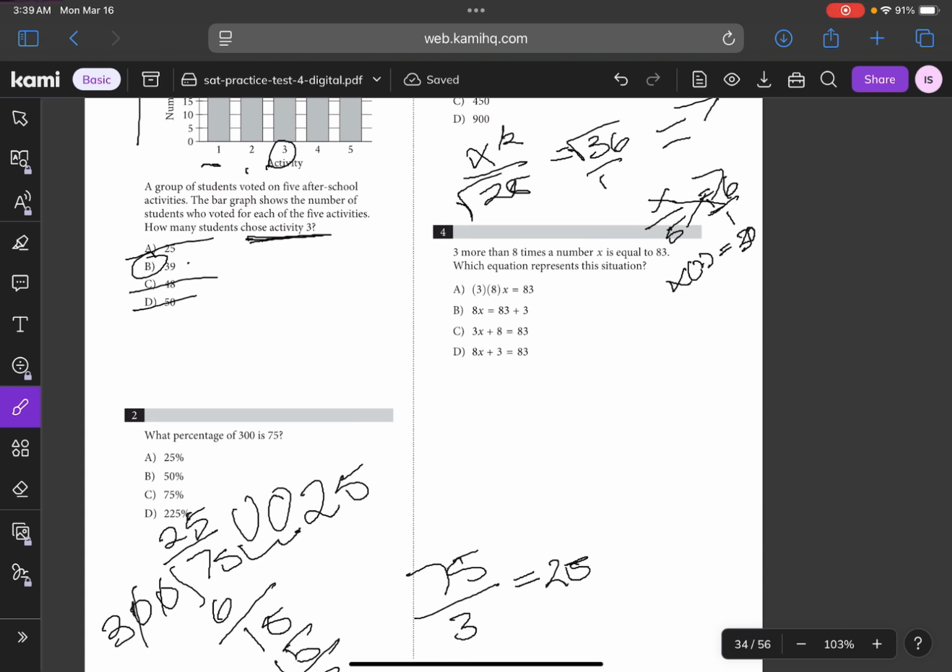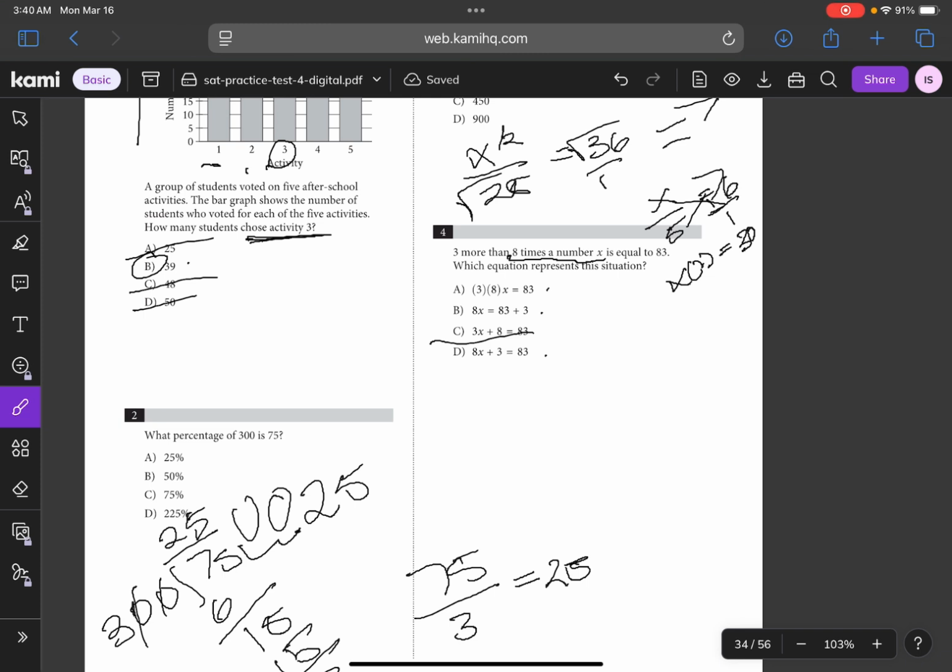Question number 4. 3 more than 8 times the number x is equal to 83. Which equation represents the situation? So let's start off with breaking it down. So we have 3 more than 8 times x. So it's 3 more than this phrase. So we know that this phrase 8 times x needs to be together. So we have 8 and x together here. We have 8 and x together here. 8 and x are not together here, and 8 and x are together here. So we remove one choice.